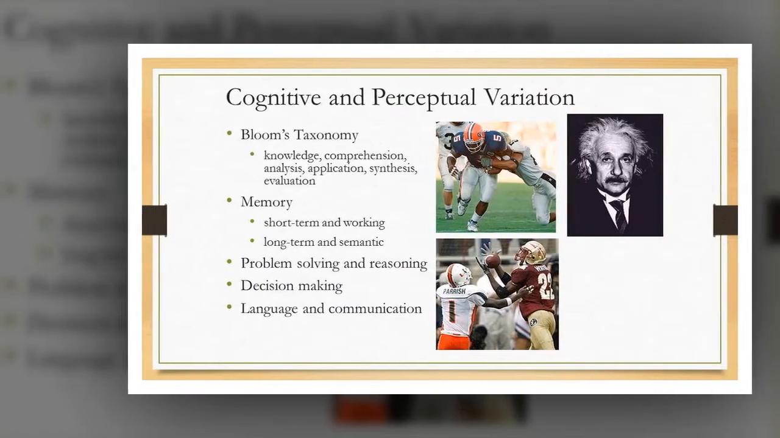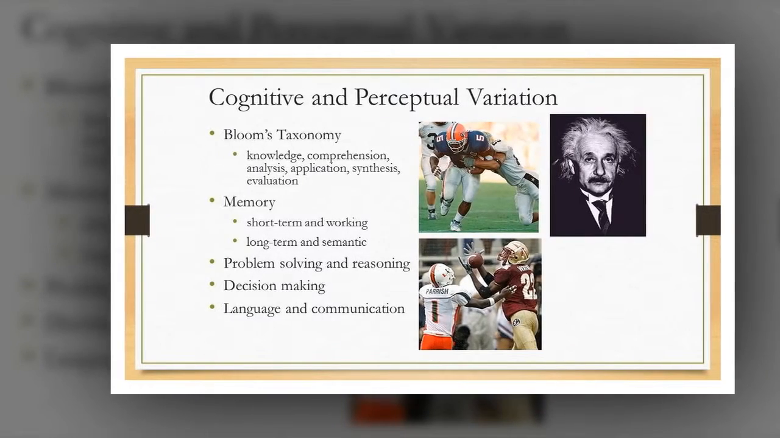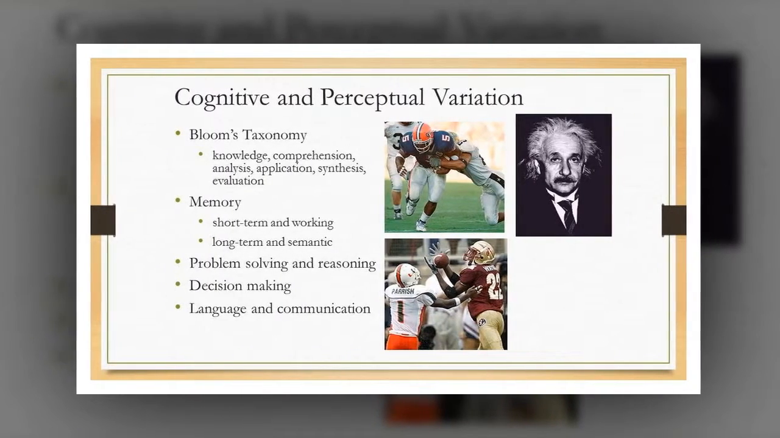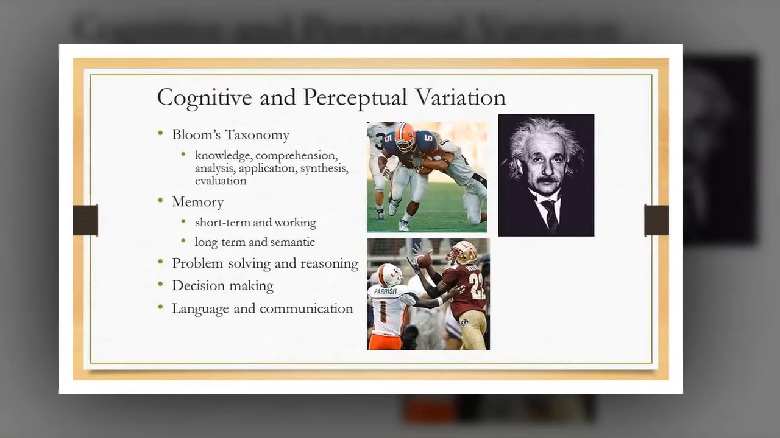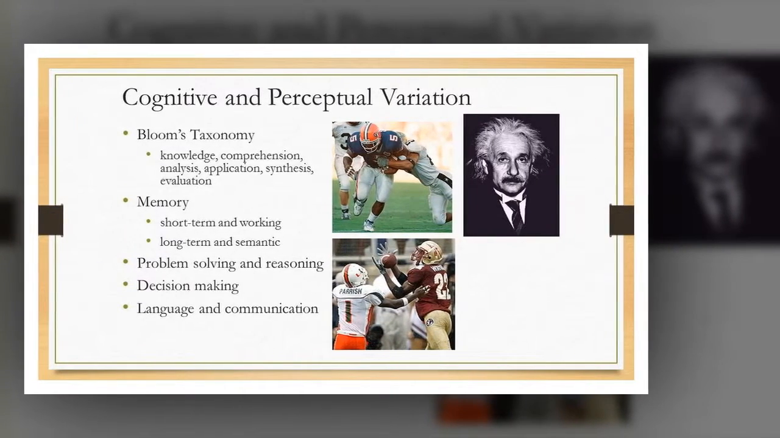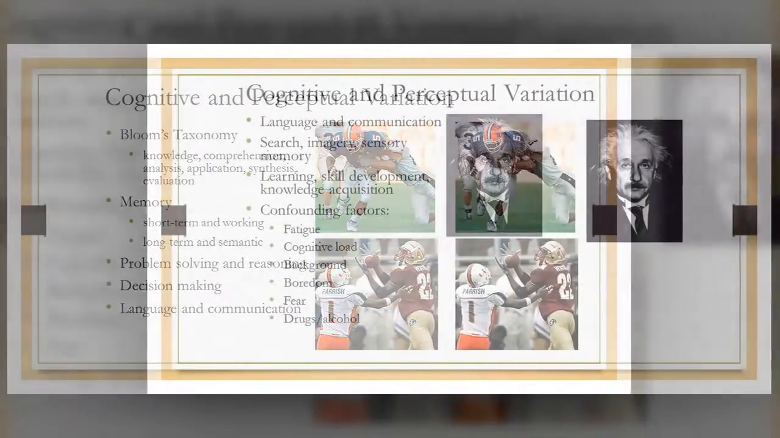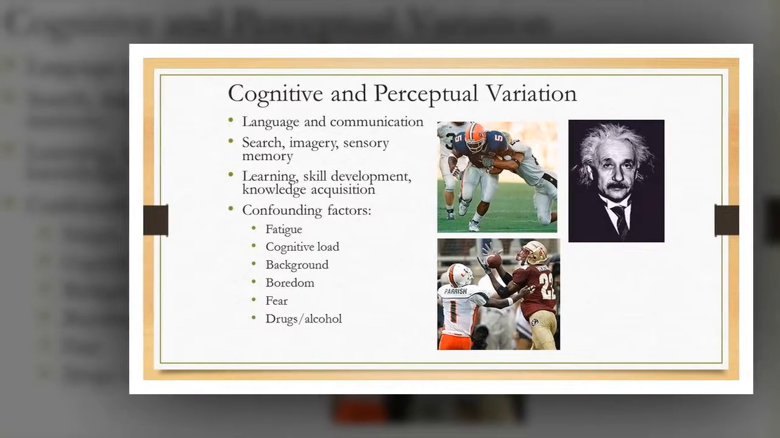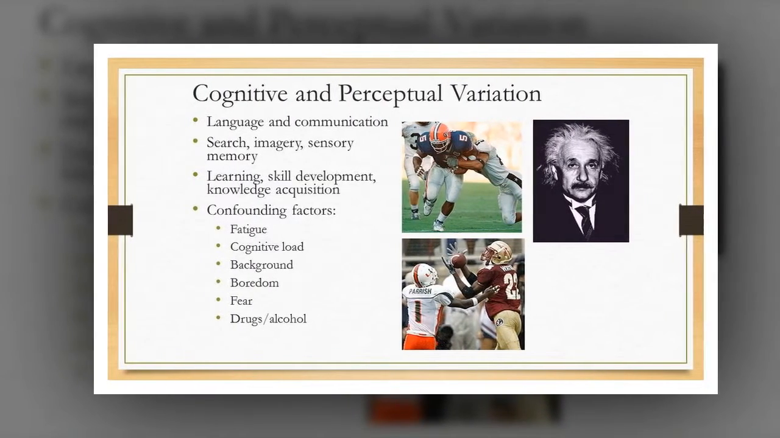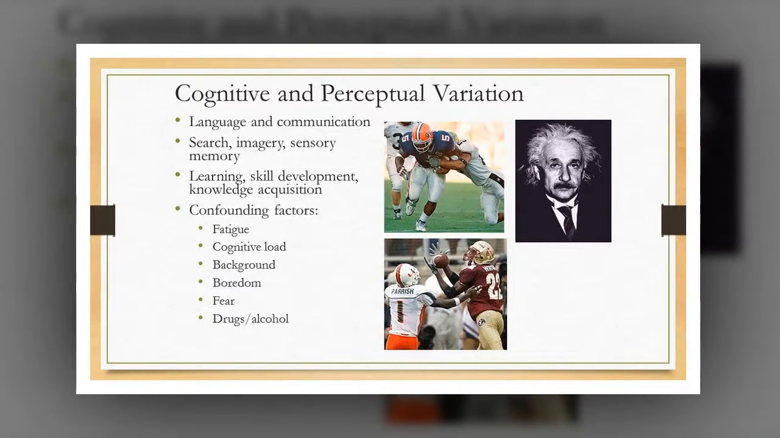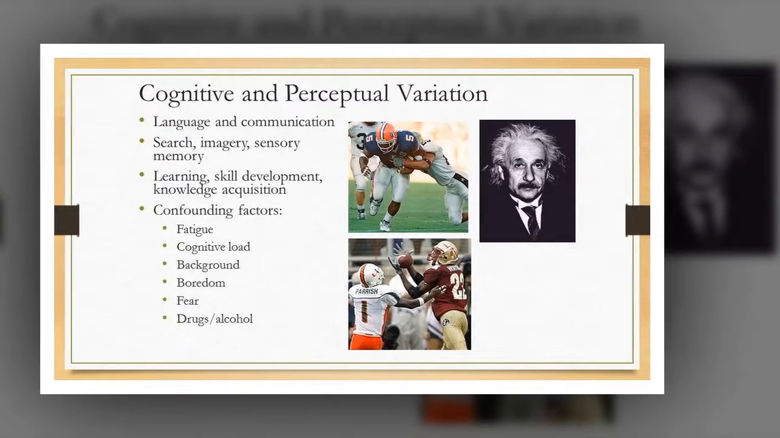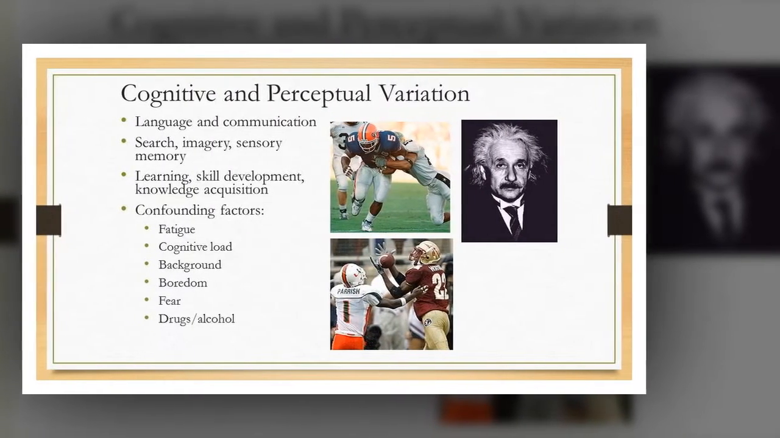Cognitive and perceptual variation. Bloom's taxonomy: knowledge, comprehension, analysis, application, synthesis, evaluation. Memory: short-term and working, long-term and semantic. Problem-solving and reasoning. Decision-making. Language and communication. Search, imagery, sensory memory. Learning, skill development, knowledge acquisition. Confounding factors: fatigue, cognitive load, background, boredom, fear, drugs, alcohol.